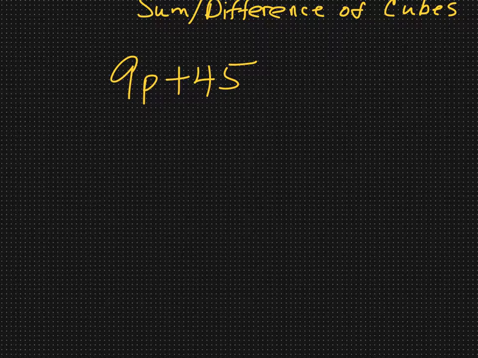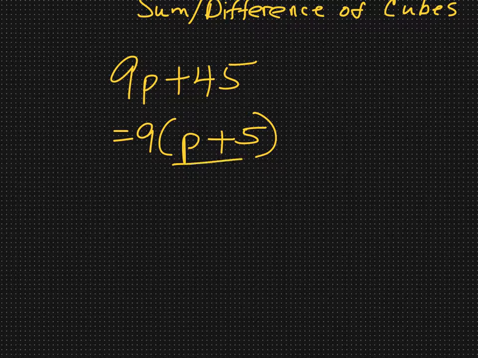David gets his test, so the first thing he asks is, is there a common factor? And out of 9 and 45, there is. 9's a common factor. So take the 9 out. 9 factored out of 9p leaves us with p. 9 factored out of 45 leaves us with 5. Okay, but then we always need to see if we can factor what's left inside the parentheses.